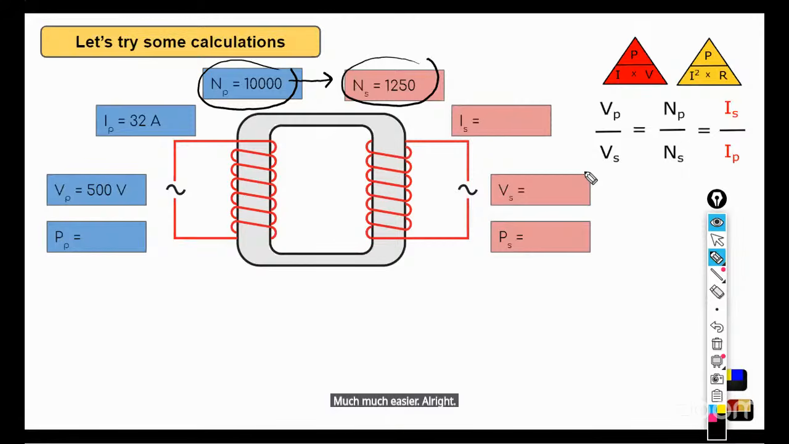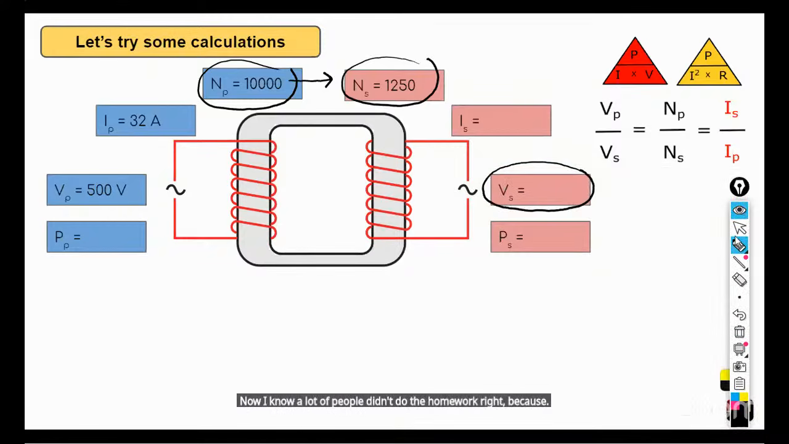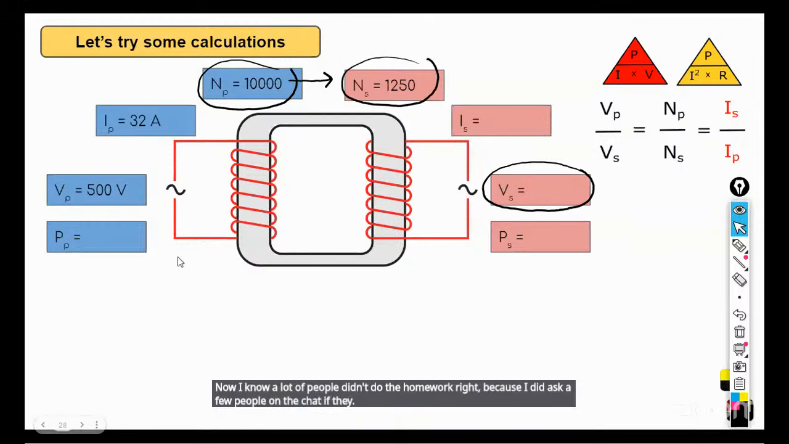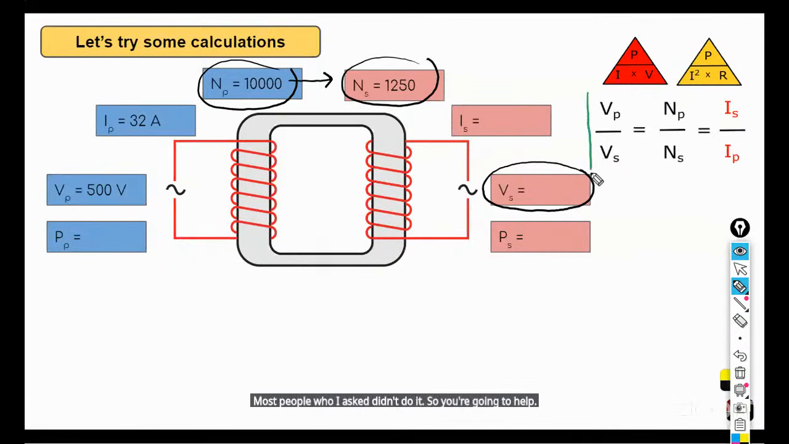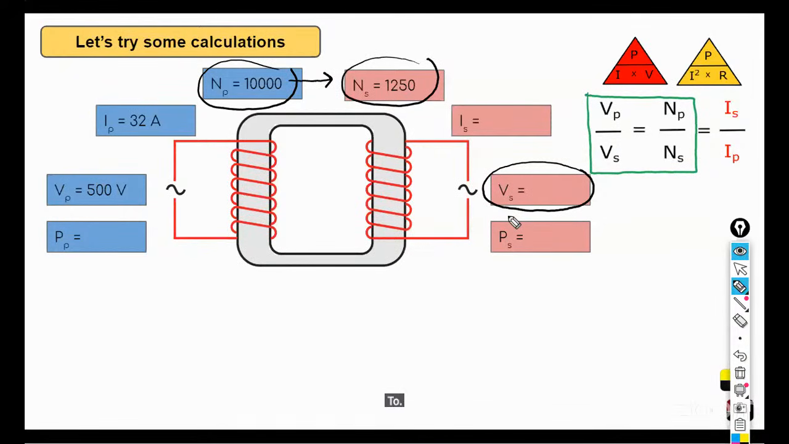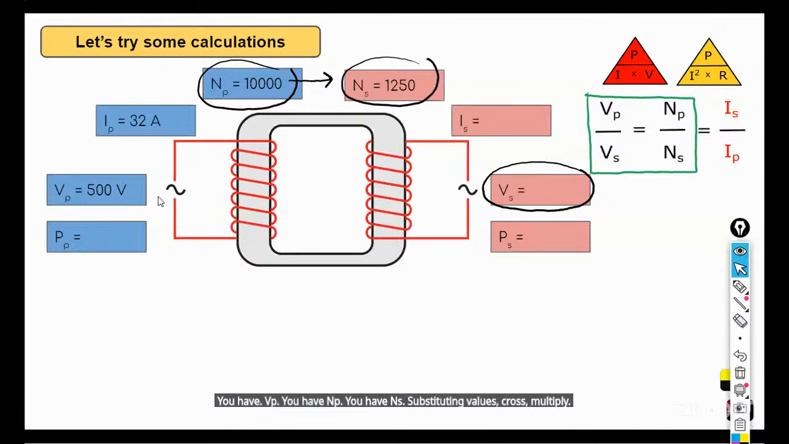So let's calculate the voltage on this side. Now, I know a lot of people didn't do the homework, right? And I did ask a few people on the chat if they did the homework, and most people I asked didn't do it. So you're going to help me out here. Use this portion of the formula to find VS, the voltage on the secondary side. You have VP, you have NP, you have NS. Substituting the values, cross multiply. You shouldn't take too long to do that, right?